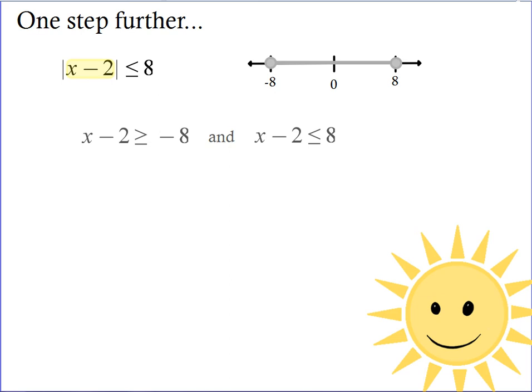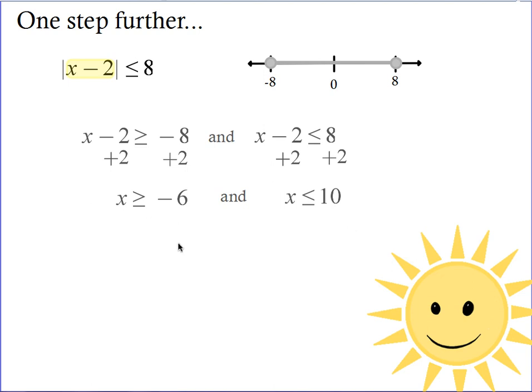Now I can solve each one of these inequalities separately. On the inequality on the left, if I add 2 to both sides, I get x is greater than or equal to -6. On the inequality on the right, if I add 2 to both sides, I get x is less than or equal to 10.